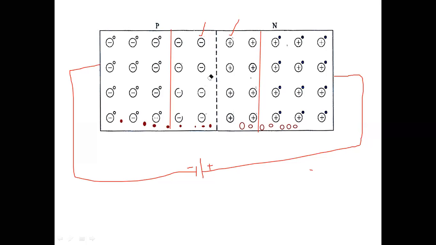Depletion capacitance, meaning the capacitance of the depletion region. This is called the depletion region. What do you mean by depletion region? The region which is depleted of charge carriers is called the depletion region.